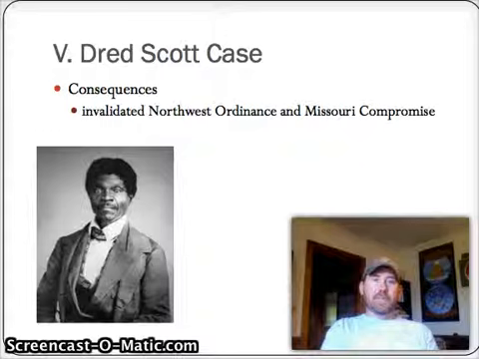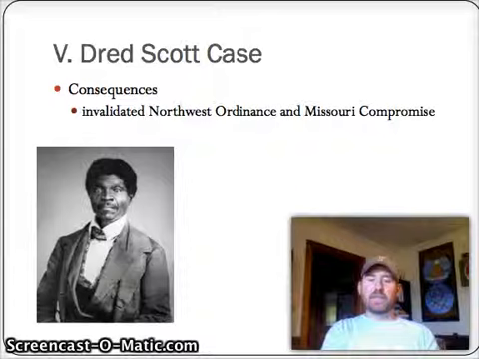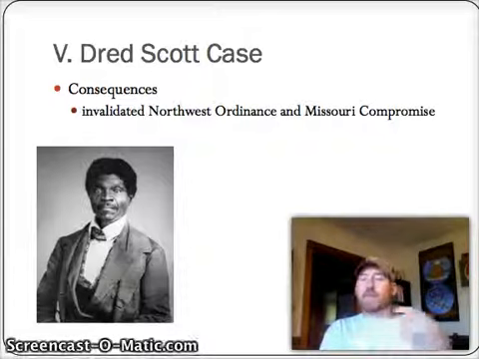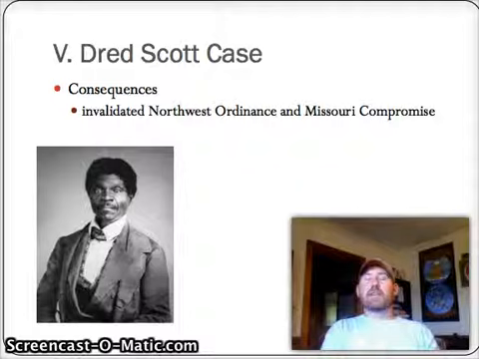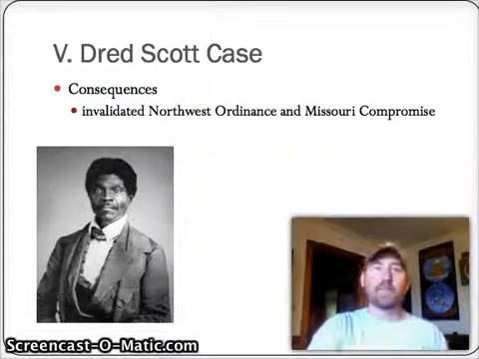So once again, the consequences, which are a lot of times the most important: it invalidates the Missouri Compromise of 1820 as well as the Northwest Ordinance, which was earlier in the book. It becomes a major issue in debates going forward, particularly the Lincoln-Douglas debates leading up to the election of 1860, and then it just continues to widen the gap between the North and the South. Everything that we've talked about up to this point in this period is furthering the divide between them to the point where they can't be reconciled and war breaks out.